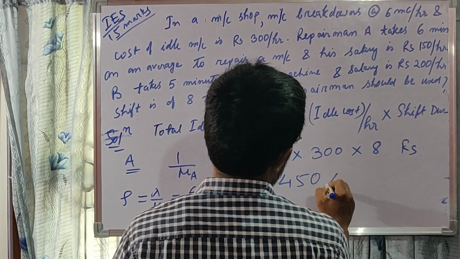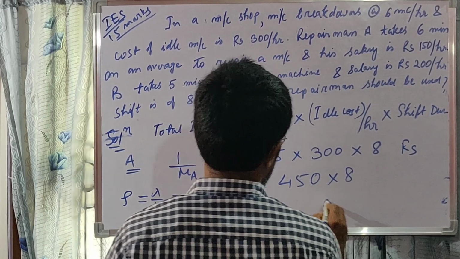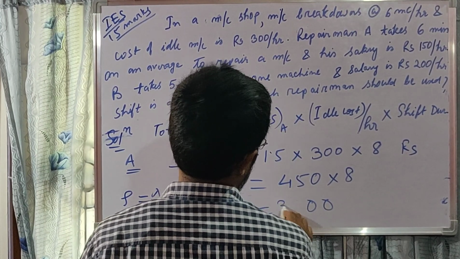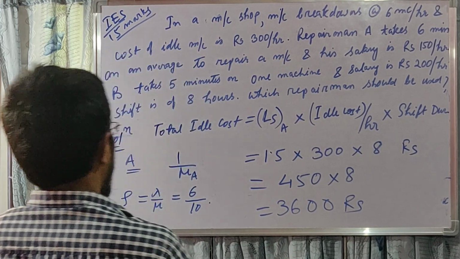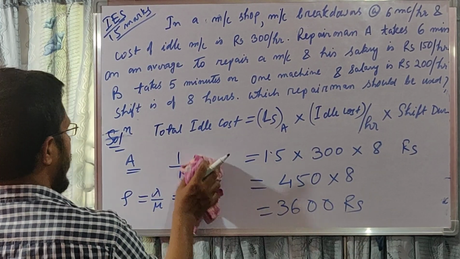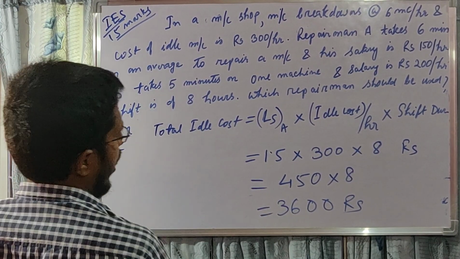If I multiply 450 into 8, we get 3600 rupees. So total idle cost is rupees 3600.